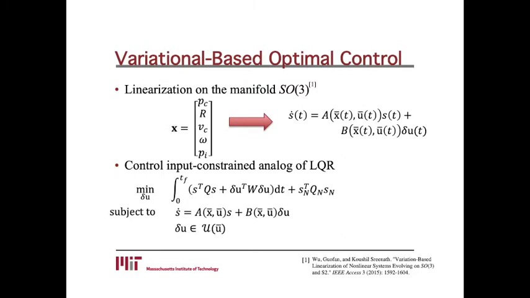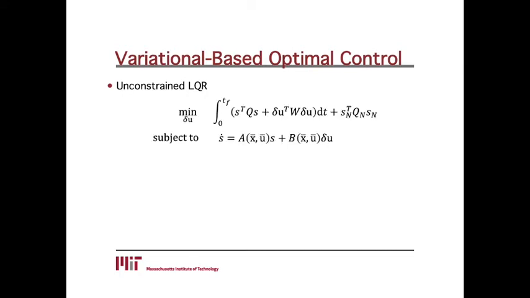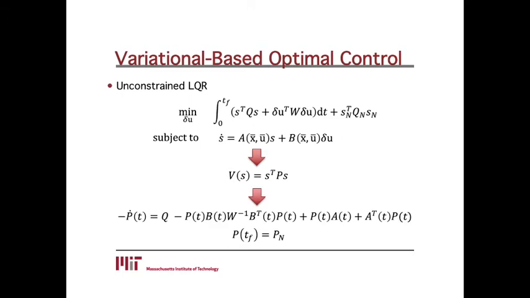We use these linear dynamics to pose our optimal tracking control problem, which you will notice looks similar to LQR form, but for the addition of constraints on the control input. The result is a local feedback policy that provides stabilizing modifications to the nominal control policy, U bar. To understand variational-based optimal control, consider first the unconstrained LQR problem. Recall that this problem has a quadratic cost to go, V, that the LQR controller aims to minimize. This cost to go depends on the symmetric positive definite matrix P, which can be computed over the entire trajectory via integration backward in time of the Riccati differential equation.